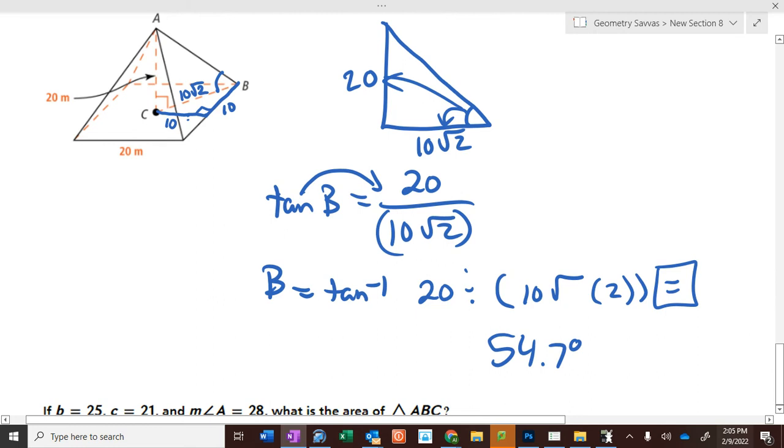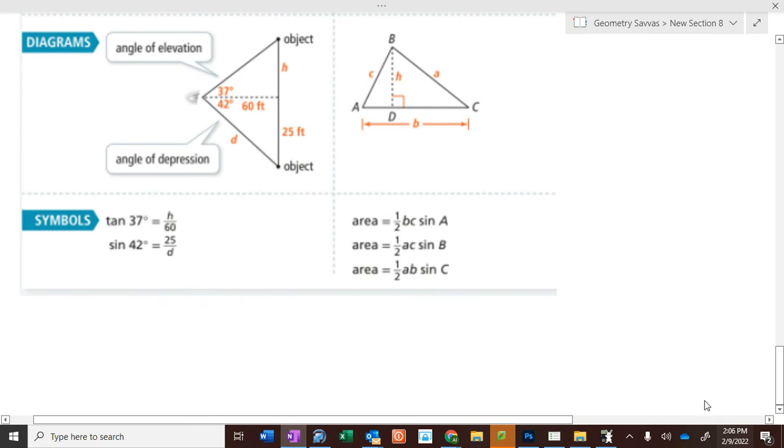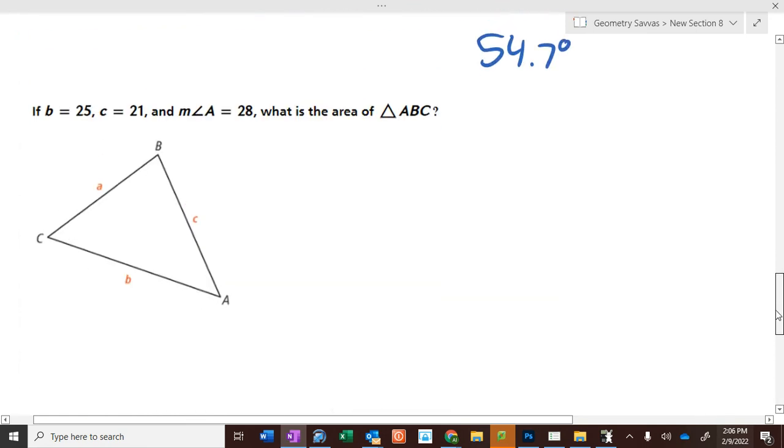Okay, areas now. What happened? I'm at the bottom of my page. I got cut off, I think. Oh, no, now it's working.